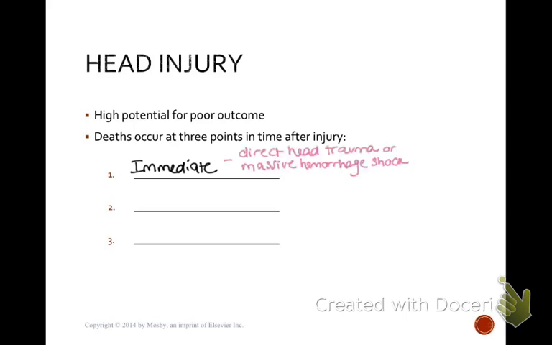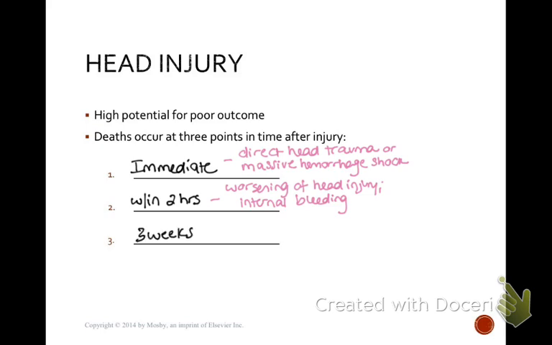It can occur within 2 hours. So basically, you had the initial head injury, your patient was doing fine, and all of a sudden the bleed worsens. Or you have some other injury, you have some internal bleeding. Or it can happen 3 weeks later, when basically the whole system fails, because we're not getting perfusion.